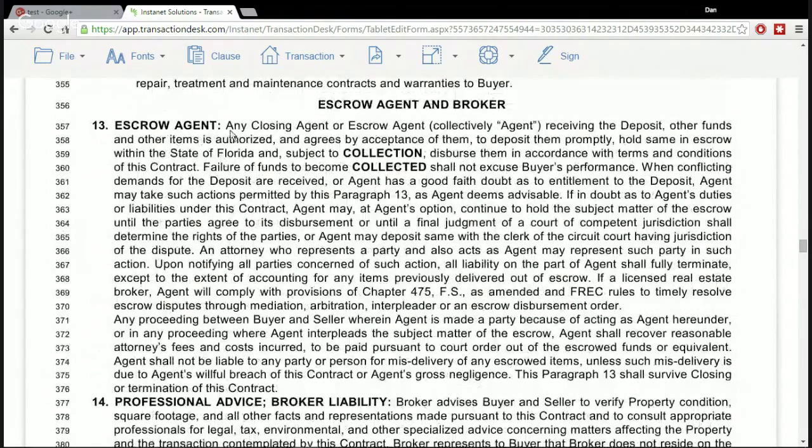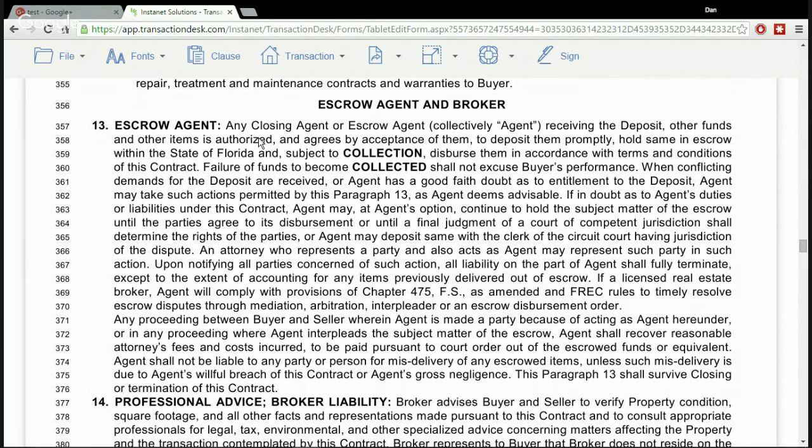So, escrow agent and broker. Any closing agent or escrow agent receiving the deposit is authorized and agrees, by acceptance of them, to deposit them promptly. So they've got to put them in an account. They've got to hold it in escrow, set it to collection, and then disperse them in accordance with the terms and conditions of this contract.